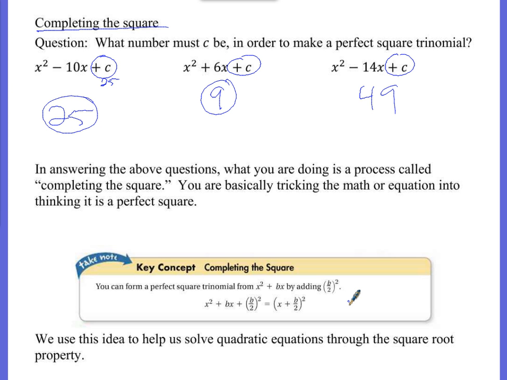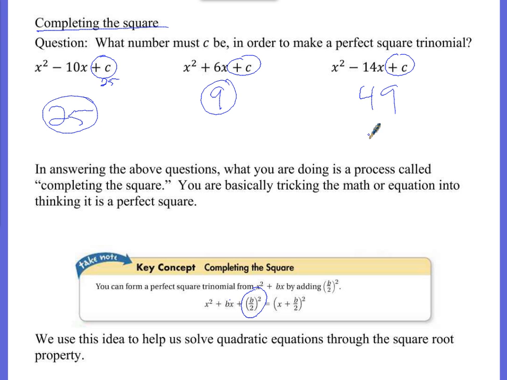So the process of completing the square is sitting right here. Very officially, this is like the official notation. If I have b on that x term, then I need to take b and divide it by 2. When I do that, I have b over 2. And then I'm going to square that result, and that's what's sitting right here.